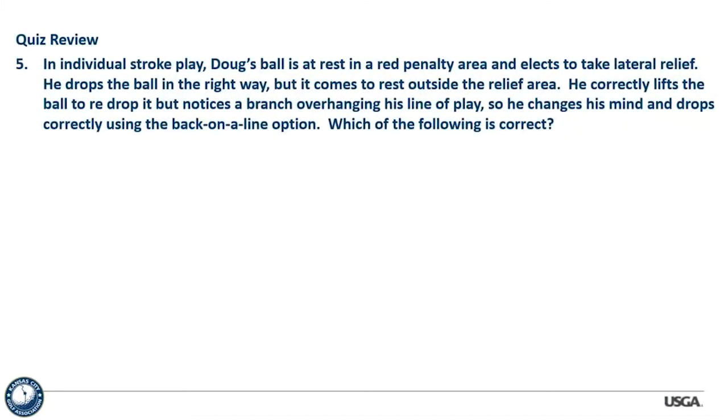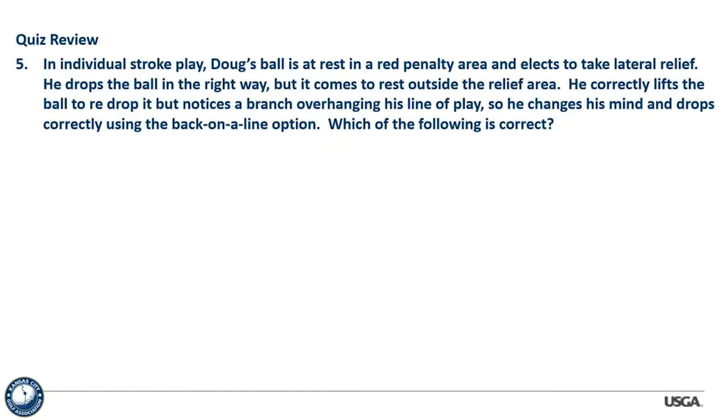All right, in individual stroke play, Doug's ball is at rest in a red penalty area, and he elects to take lateral relief. He drops the ball in the right way, but it comes to rest outside of the relief area. So first of all, let's make sure we understand what dropping in the right way is. He dropped it from knee height. It landed in the relief area, which is the right way, but it came to rest outside the relief area. So he correctly lifts the ball to redrop as he is supposed to, but notices that there's a branch overhanging his line of play, so he changes his mind and drops correctly using the back-on-a-line option. Which of the following is correct?